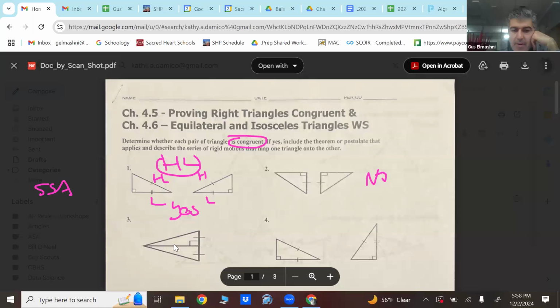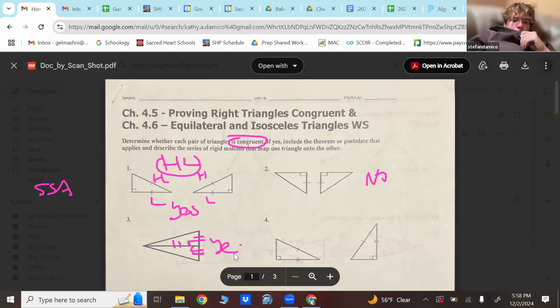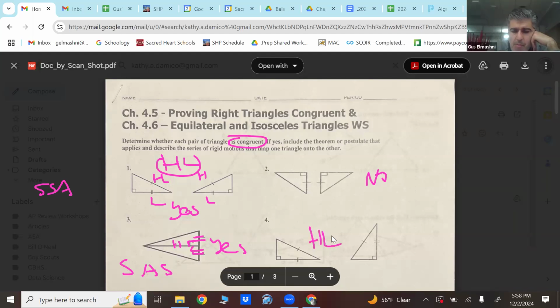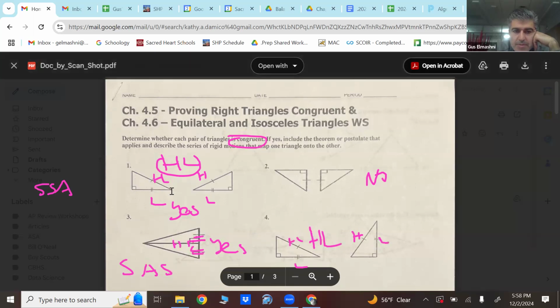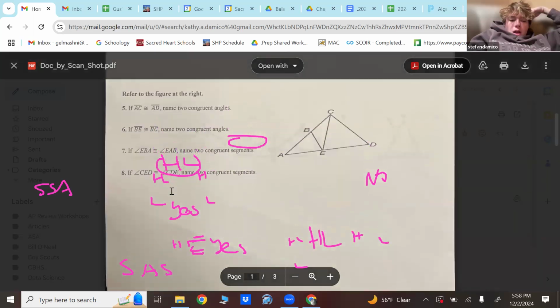Here, this is true because they both share this side, these sides are the same, and they have these angles the same. That's a yes, and that's side-angle-side. Number four is just like number one, hypotenuse leg theorem again. The hypotenuse is the same, the legs are the same, so that works. Right triangle.